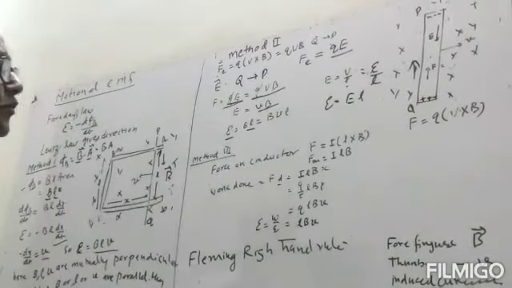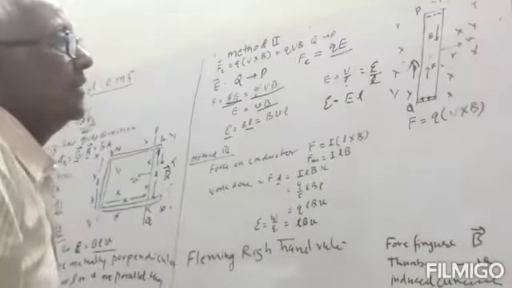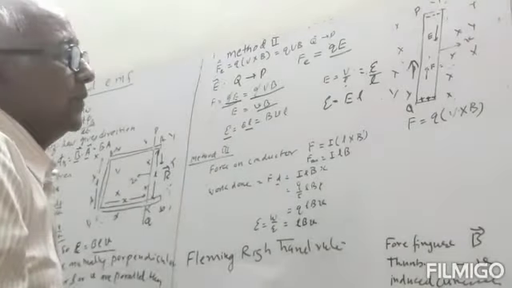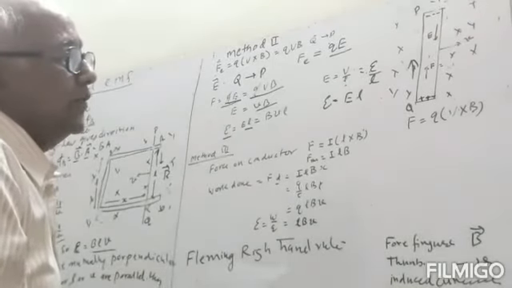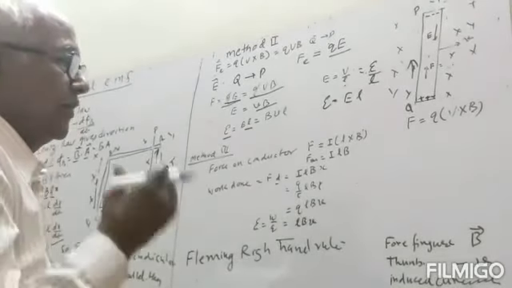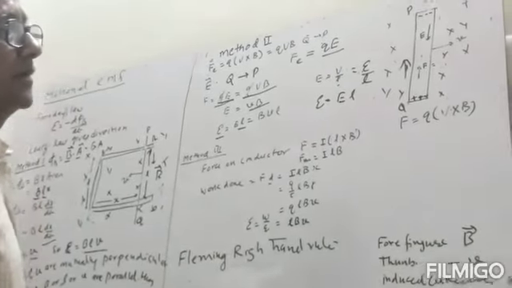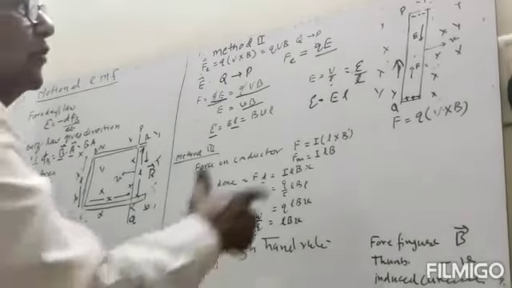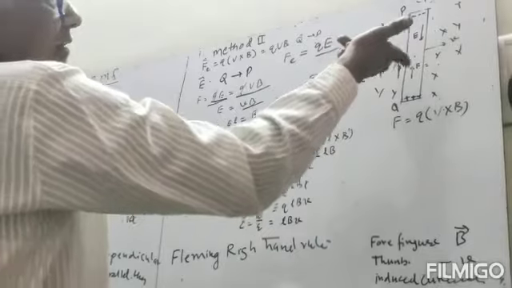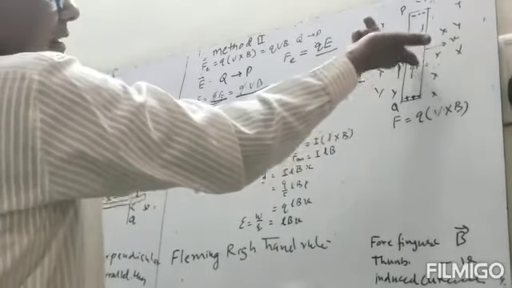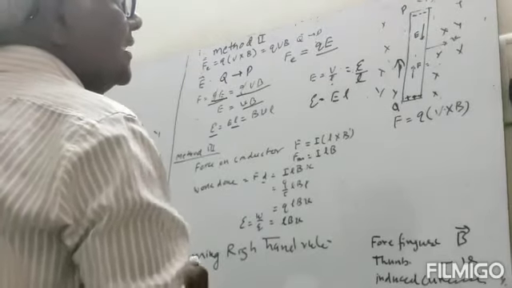So EMF is equal to vBL. This is the second method by which we can find the EMF between P and Q. Q will be positive, P will be negative. The direction of current can be found with the help of Fleming's left hand rule. The rod is moving this side, so the induced current will be in this direction.